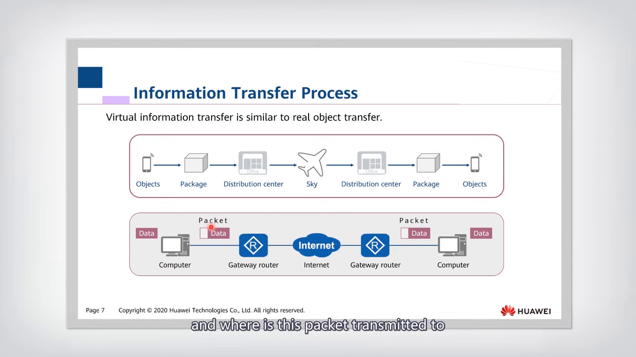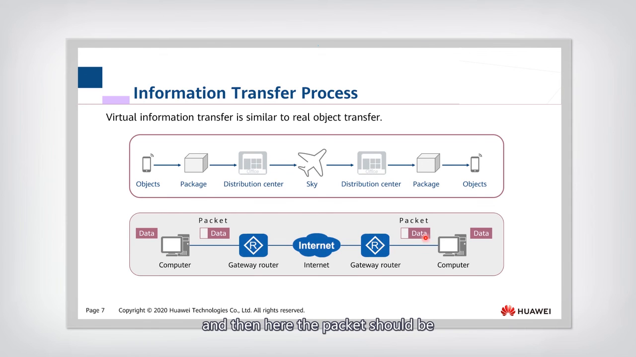Where does this packet get transmitted to? They are first transmitted to a gateway router. Here, the gateway means the router which is used to connect the computer to the internet. So this is the first router. The packet is transmitted to the gateway router and then through the internet to another gateway router.